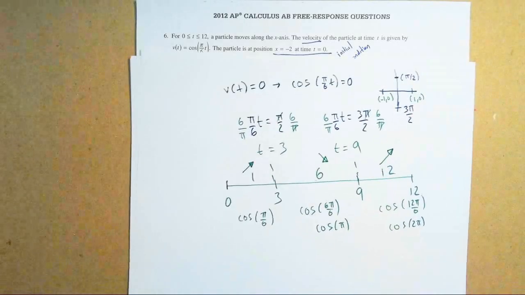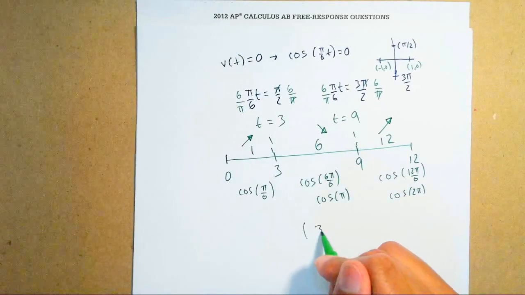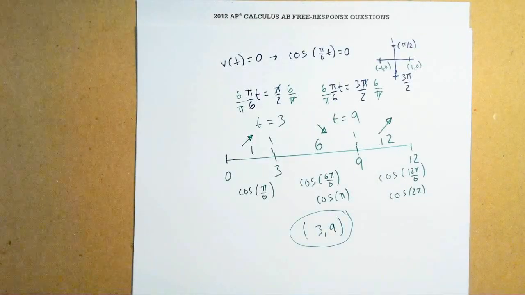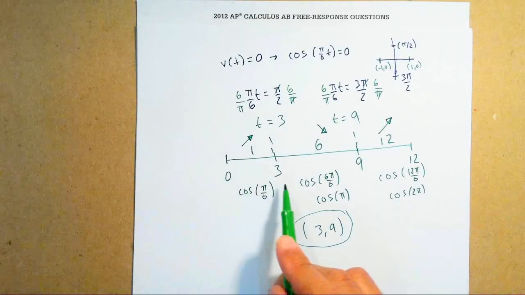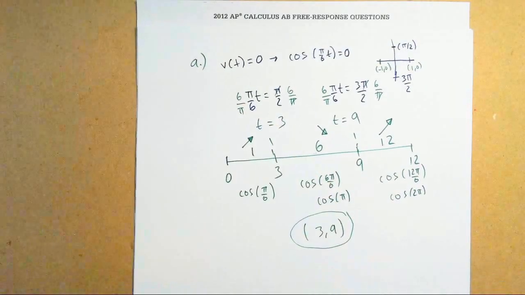So that means that my function is decreasing from 3 to 9, which means that this particle is moving to the left. So my answer would be 3 to 9. In case the question asked you when to move into the right, you would say 0 to 3 as well as 9 to 12. And that was part A. So then we move on to part B.